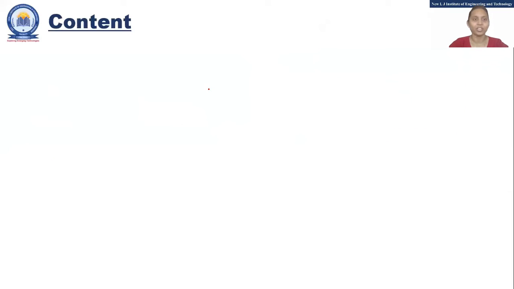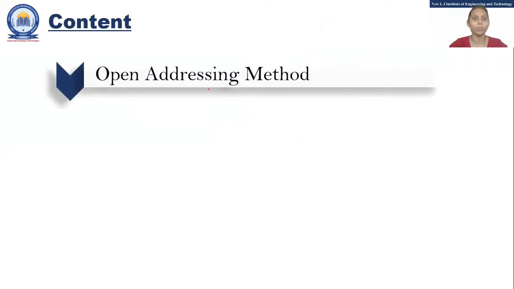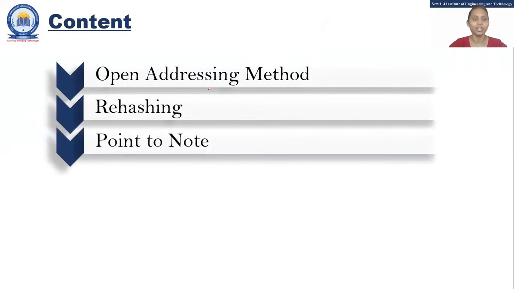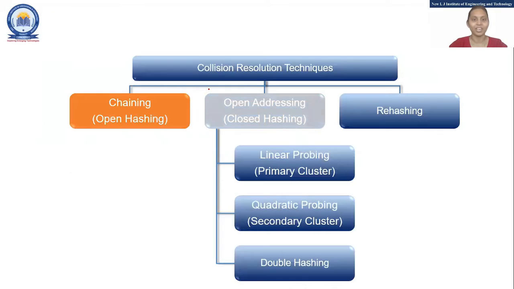Now as I said, the content we are going to cover is the open addressing method, then rehashing, and the key points you should note. Let's start with this table. Here you can see three types of collision resolution technique. One is chaining. Chaining has the disadvantage that in a single index you can end up with multiple values. So there can be a case where you do not have constant time searching complexity. In open addressing it is somewhat similar, but here we are not providing a chain, we are providing the next available free space, which we will see with one example.